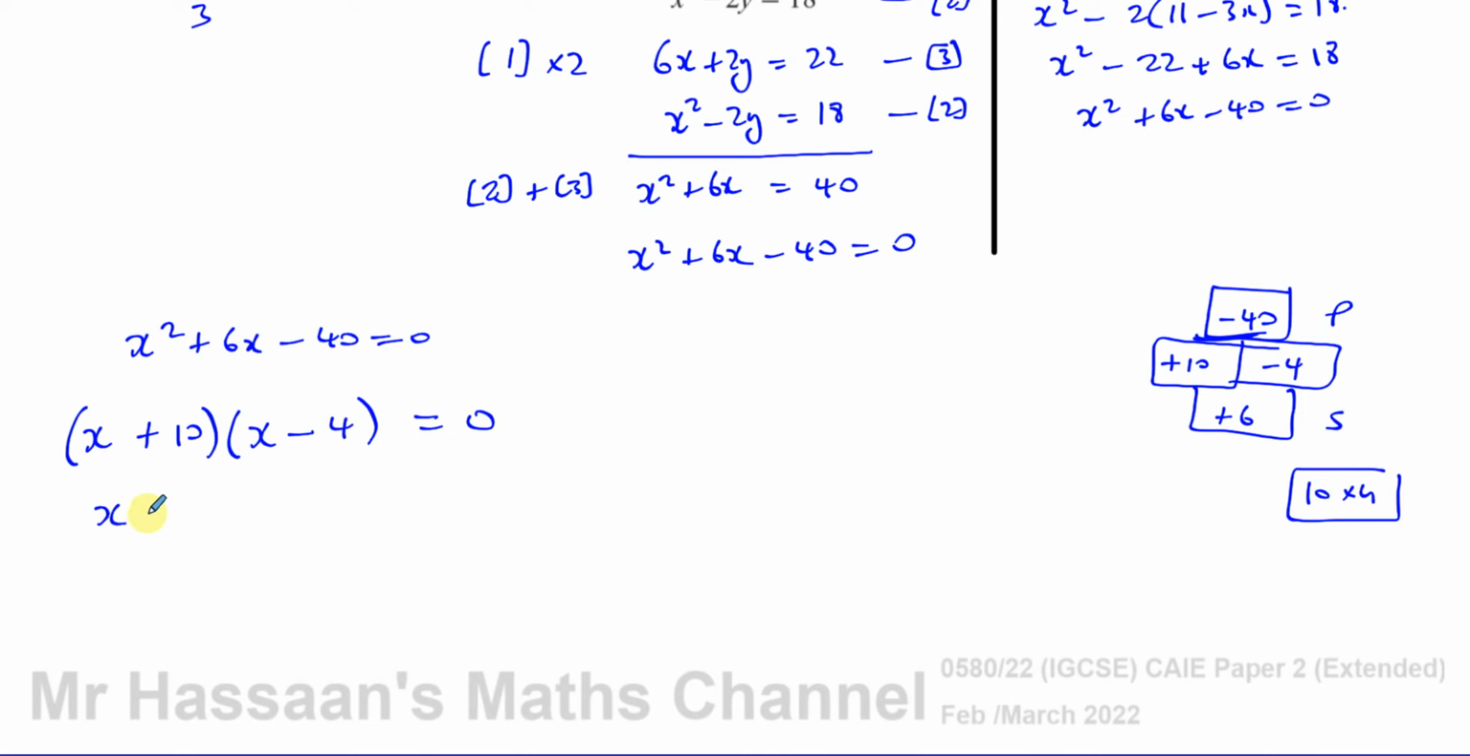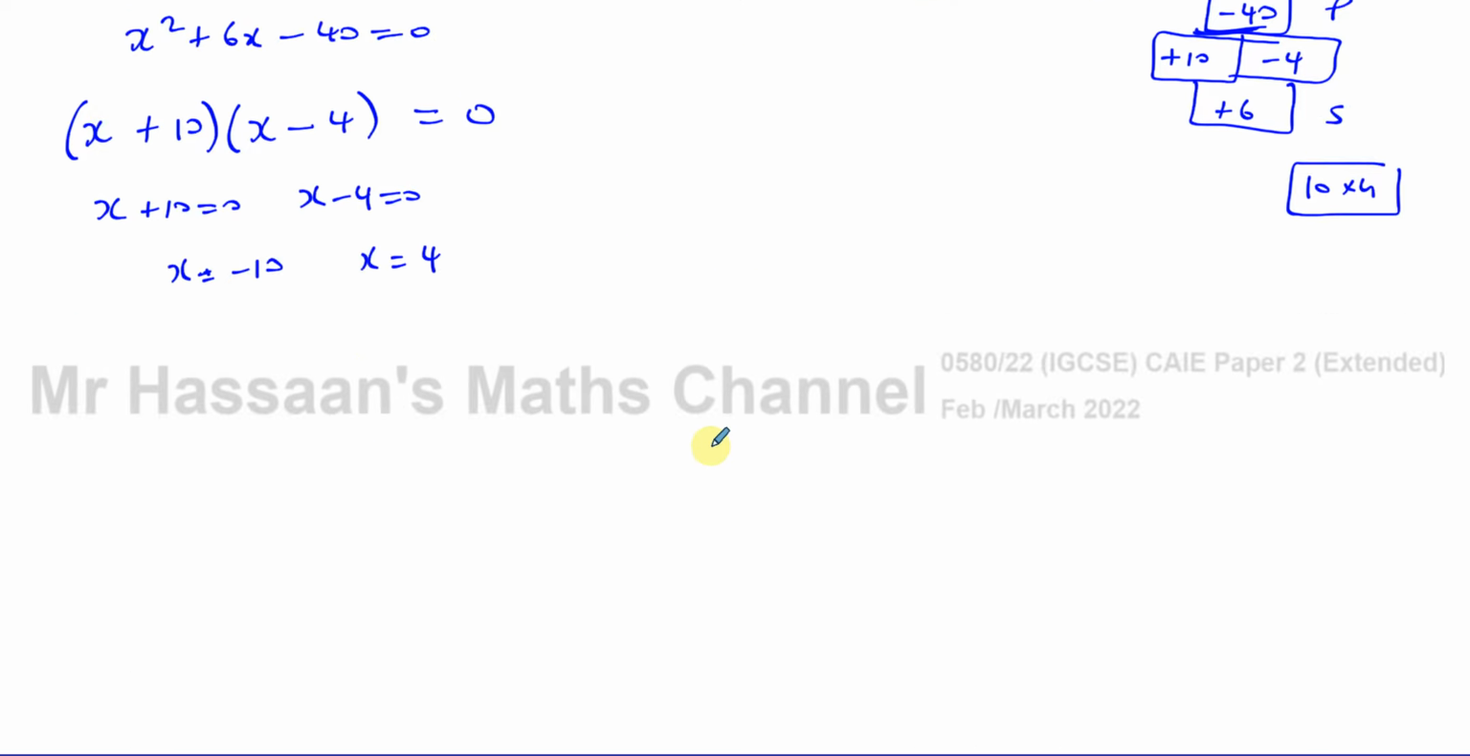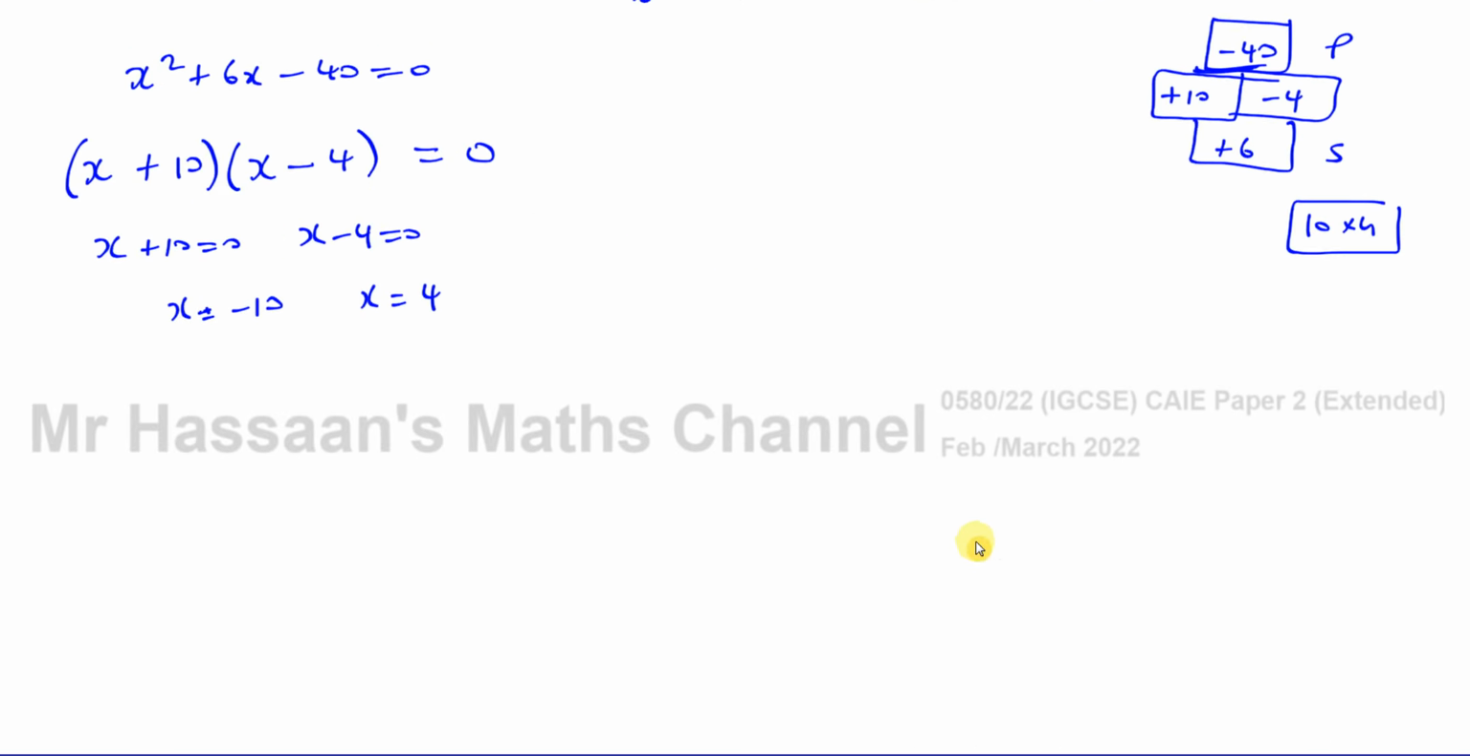That means either x plus 10 is 0 or x minus 4 is 0. So x equals negative 10 and x equals positive 4. Those are the two x values for which this equation is true. We haven't solved the equation fully yet because we have to find, of course, the y values for each of those x values.